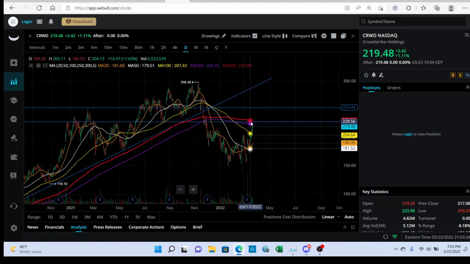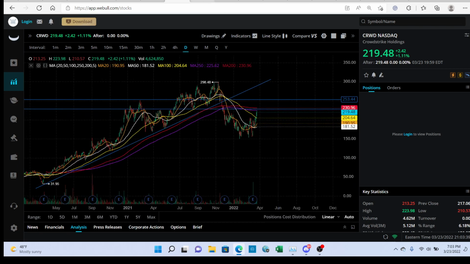And it will be really clear when to get out of your short. Because if we close above the 200-day, that's going to give you your signal that you need to get out and that this is probably going to be bullish. So that's CrowdStrike.